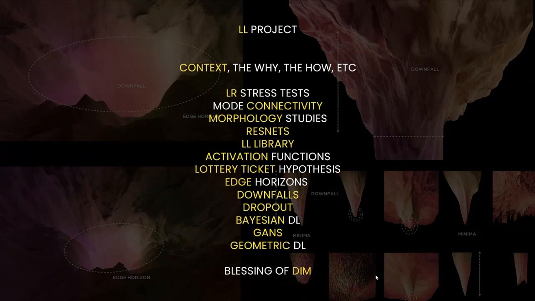And I have structured this presentation in two parts. In the first part, I want to give you the context, the why, and the how of these visualizations, because this is very important to then jump onto a series of these pieces, of these visualizations that are going to touch on many different topics, from learning rate, stress tests, to mode connectivity, morphology studies, ResNets, the library project, activation functions, the lottery ticket hypothesis, edge horizons, downfalls, dropout, Bayesian deep learning, GANs, geometric deep learning, and I will end up blessing all of you with the blessings of dimensionality.